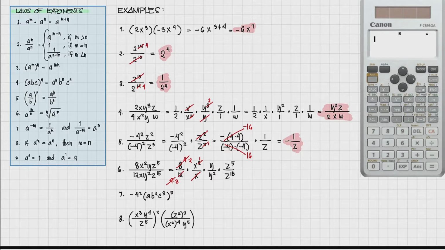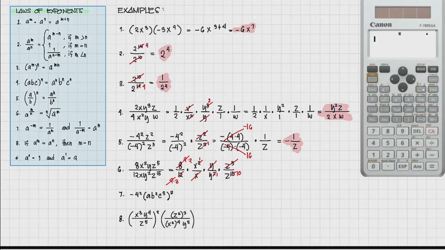And then we can cancel y here. And same thing, you'd get 1 as an exponent. Z raised to 5, we could cancel. And then from here, we just subtract the exponent. 15 minus 5, you'd be left with z raised to 10.